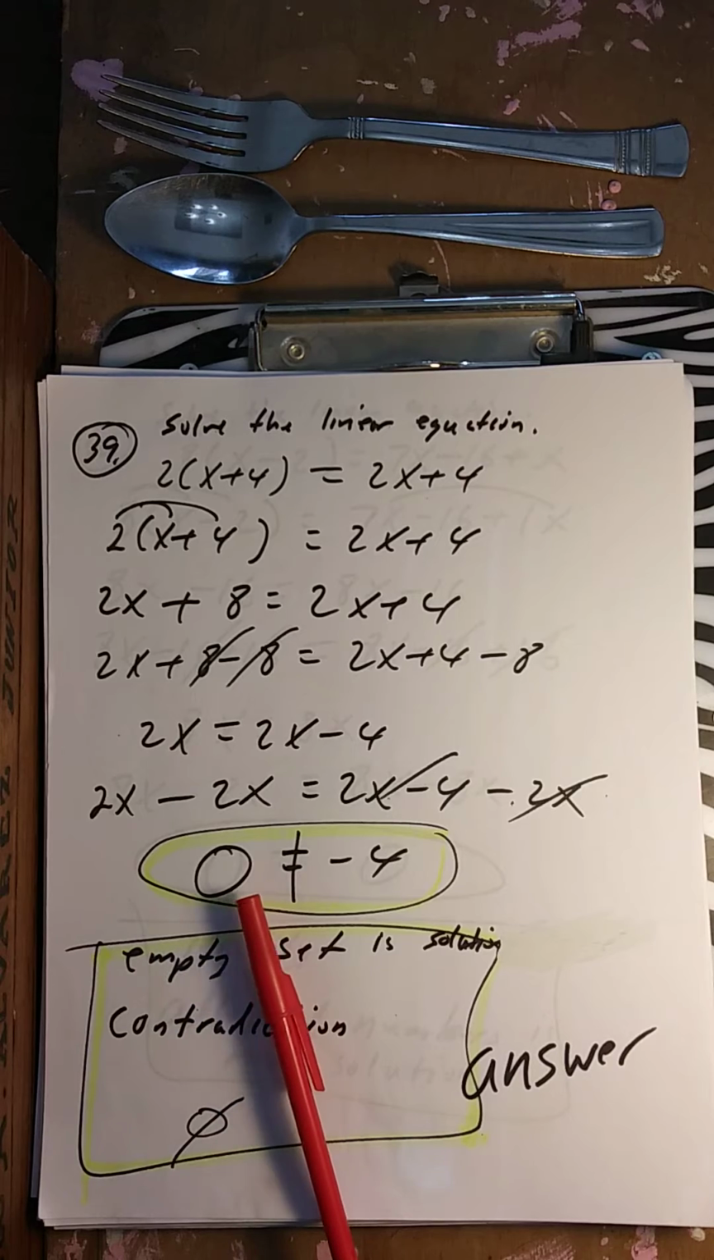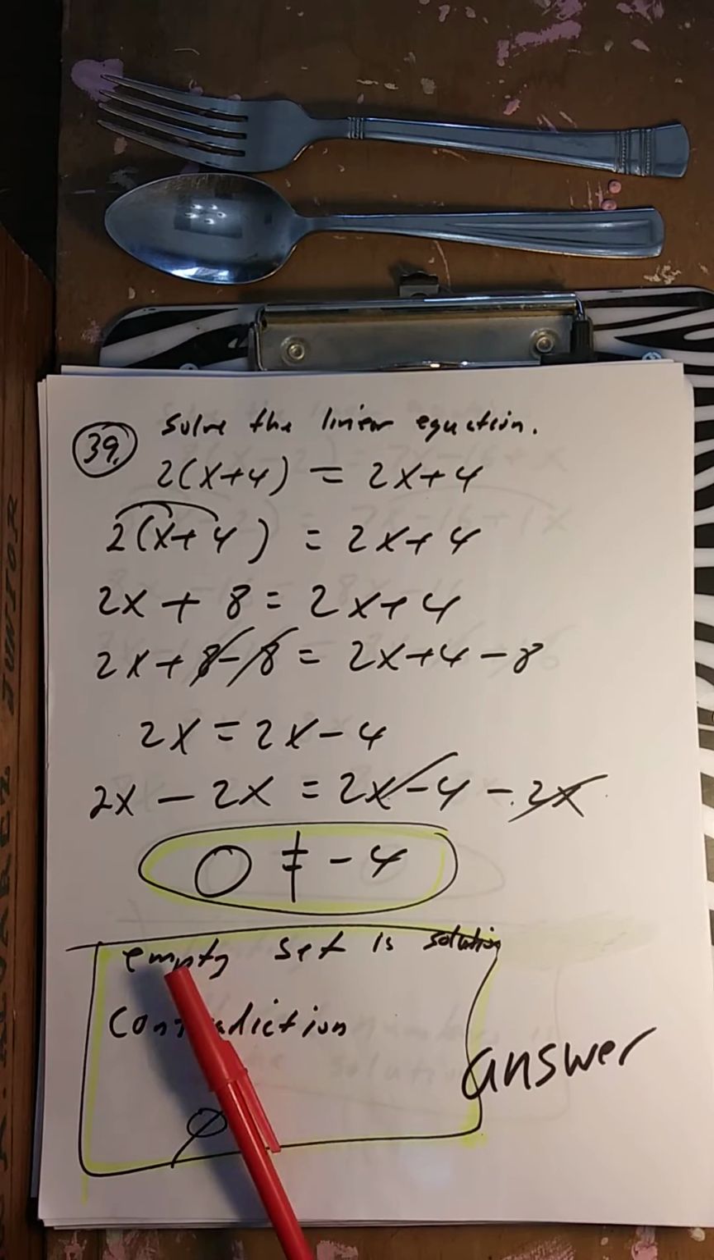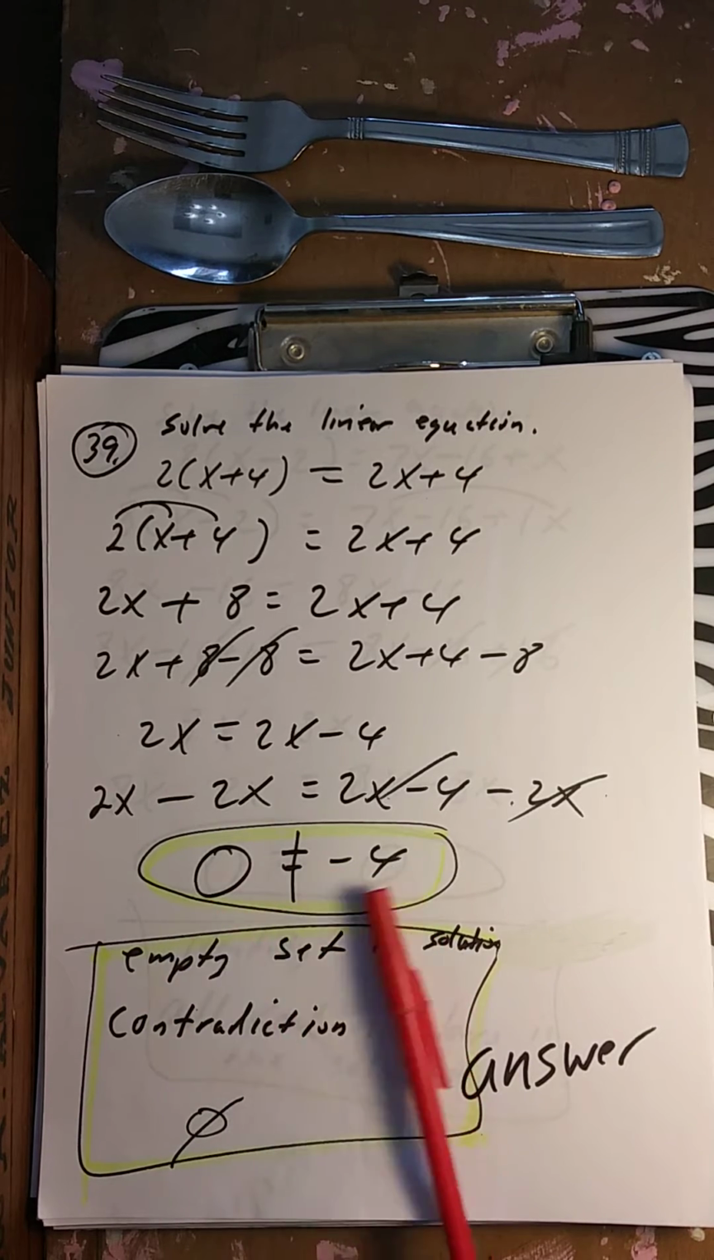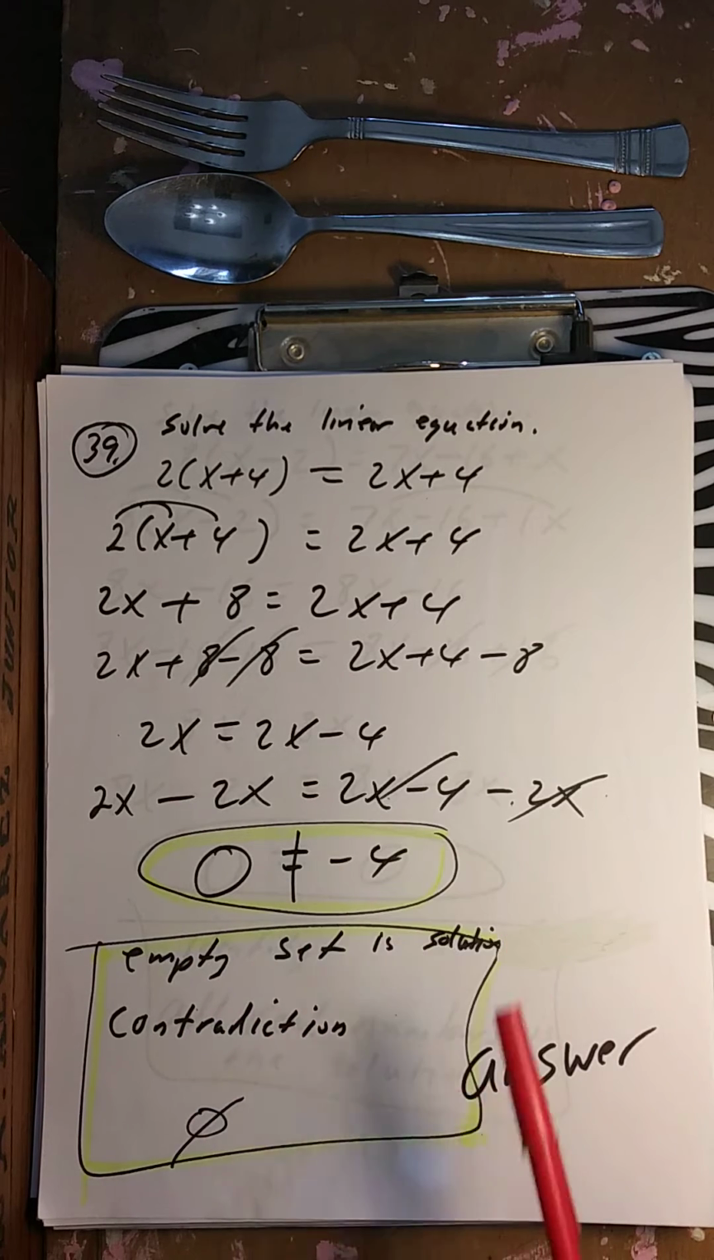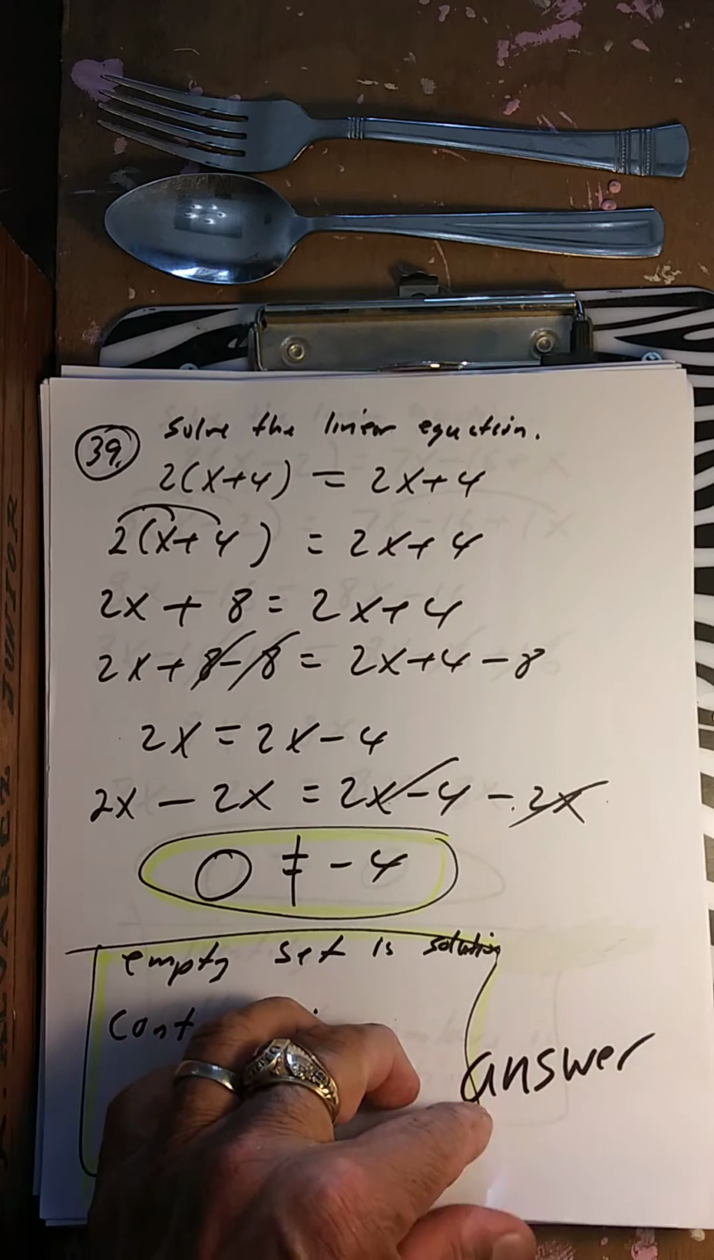So if you get a contradiction like this, that means that what? It's the empty set or there's no solution that works here. Okay? Empty set is a solution. Contradiction. No number, no matter what you put, it never works.